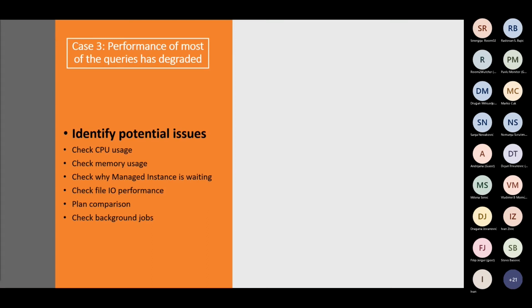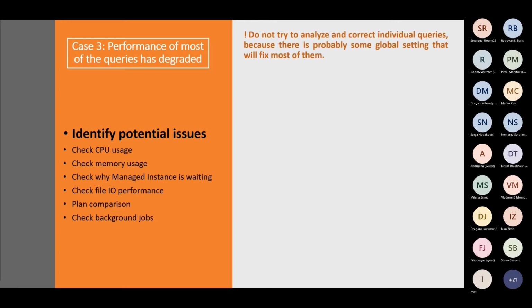Let's start from the worst and the most challenging scenario, and that's when the performance of most queries is degraded. When this is the case, you need to change something in your database or the managed instance. So do not try to analyze and correct individual queries, because there is probably some global setting that will fix most of them.